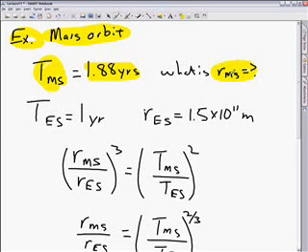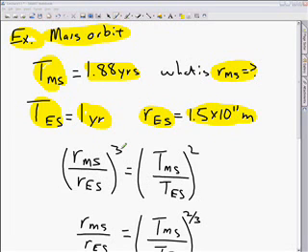We're going to assume that it's exactly circular, so this would be like the average distance of Mars from the Sun. Now, the other things we know is that the period for Earth to go around the Sun is 1 year. And we also know the distance the Earth is away from the Sun, on average, is 1.5 times 10 to the 11th meters. We can look that up in the front of the book, no problem.